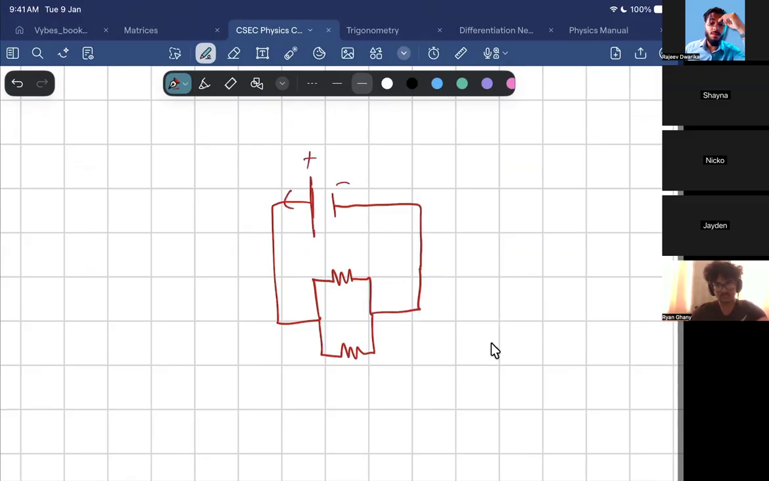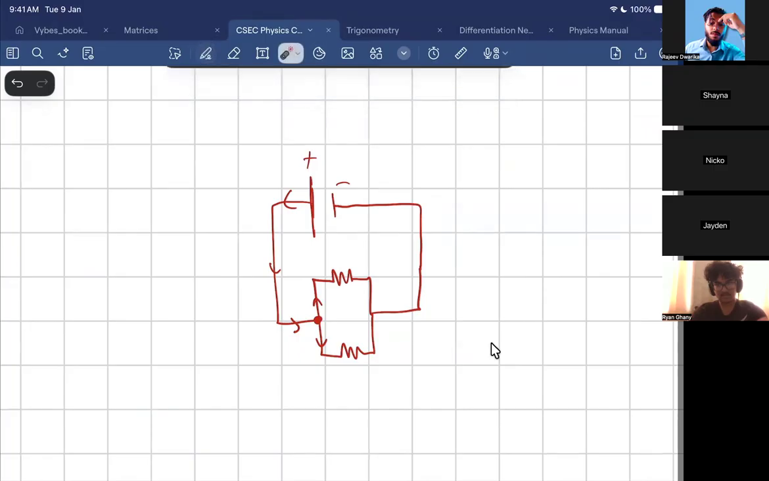Right. What would happen over here? Somebody tell me what would happen at that junction. It would split. Nikolai, you understand that? It would split. So tell me, Nikolai, would the same current go through R1 and R2, or a different amount of current? Different amount. Right, a different amount.